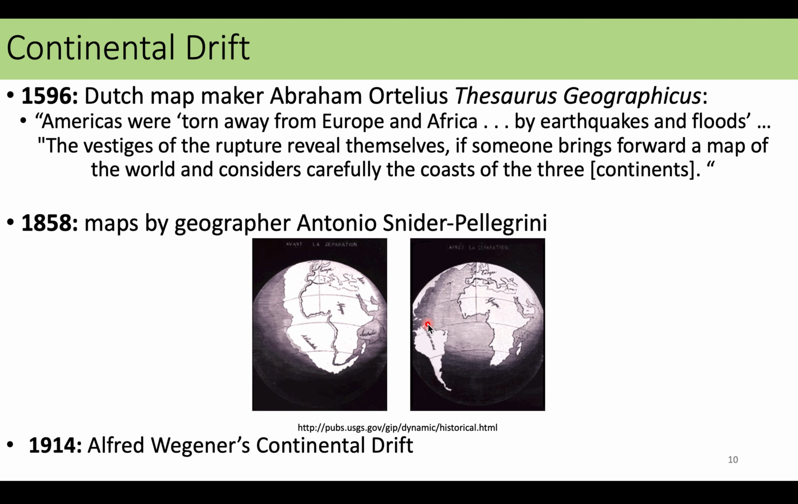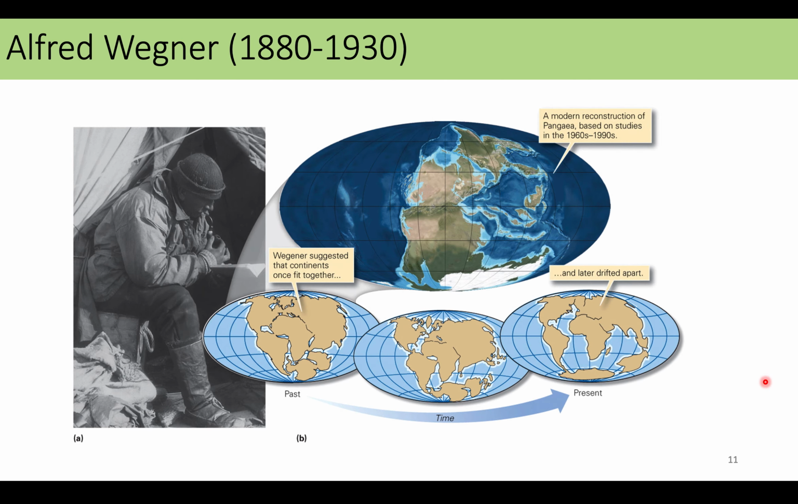In 1858, here are some pictures of maps by another geographer, also showing that here is at the time the current world map, and he also showed that it looked like the continents had at once fit together. In 1914, we had Alfred Wegener come up with continental drift. So let's talk about Alfred Wegener a little bit.